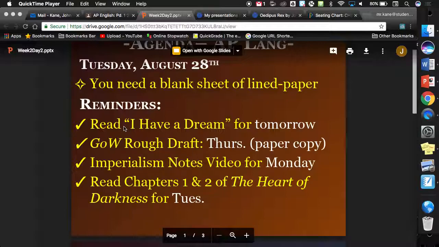A couple reminders. I Have a Dream, Bedford Reader, you're going to read for tomorrow. Bring your Bedford Reader with you because I could definitely see us looking at some specific paragraphs in it. There's not a quiz or anything you have to worry about. It's just reading it, so I want you to be familiar with it. We'll go through the steps of doing a SOAPSTone, a DIDLS, a SPA, as if we were going to write an analytical essay for it. We're not, but we're going to go through those steps so you continue to get more comfortable with it. And you're reading chapters 1 and 2 for Heart of Darkness for Tuesday of next week.